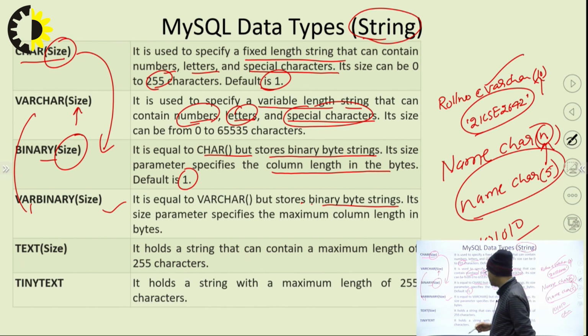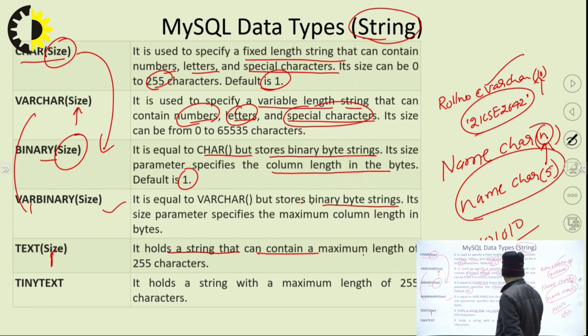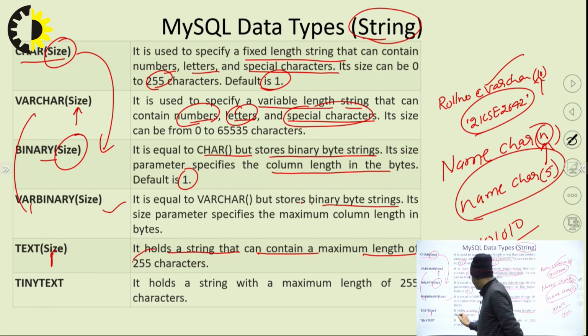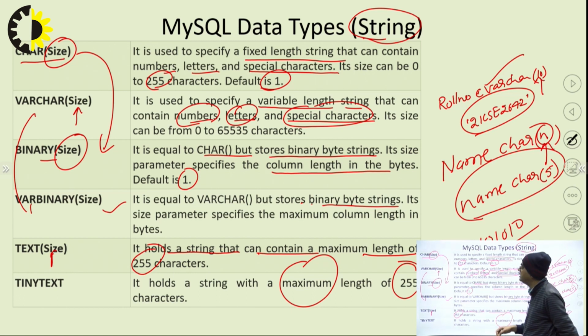Next one, the TEXT. In TEXT we have to write the size here, and it holds a string that can contain a maximum length of 255 characters. And the last one is TINYTEXT. It holds a string with a maximum length of 255 characters. These are some of the MySQL string data types.